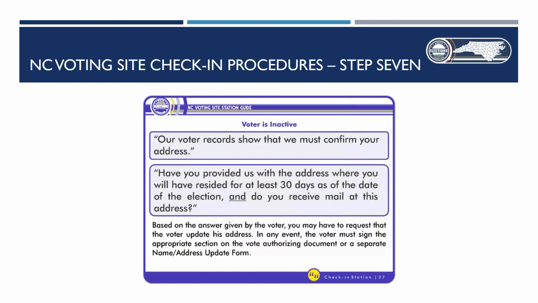All right, so the voter is inactive, and the preferred language is, have you provided us with the address where you have resided for at least 30 days as of the date of the election, and do you receive mail at this address? Okay, so if a voter is in an inactive status, you have to update their voter registration status, even if the address matches in the system compared to what the voter is stating on that day. It could be a different mailing address, so you want to verify all that in SOSA. On the next slide, Erica will perform a live demo for updating the status of an inactive voter.